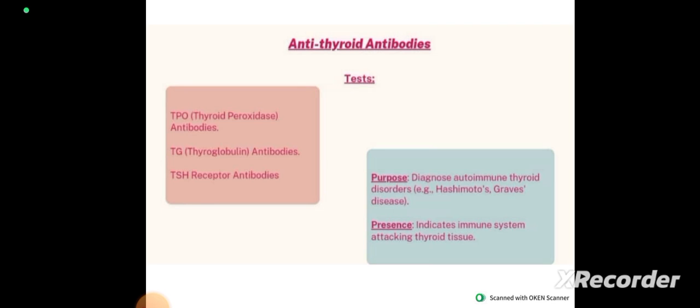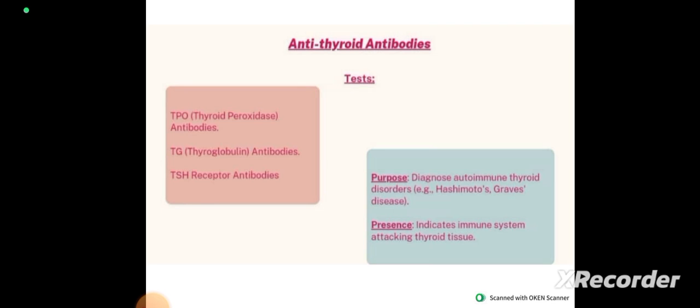Okay, and these disorders mostly are present due to some reason or the other. Presence indicates the immune system attacking thyroid tissue. I have already told you that it is an autoimmune thyroid disorder.